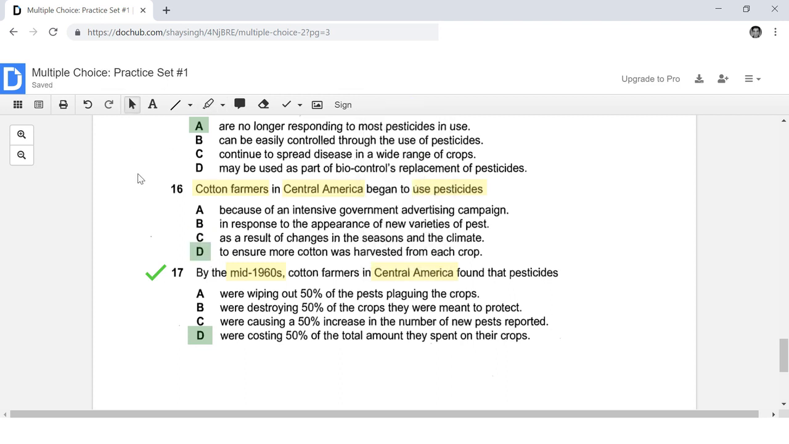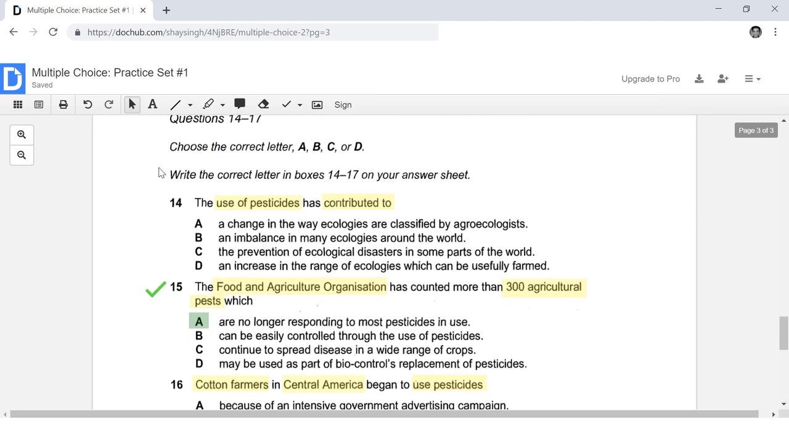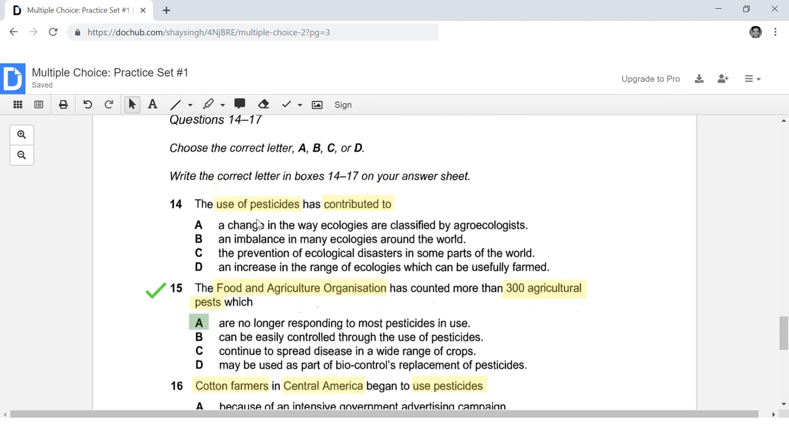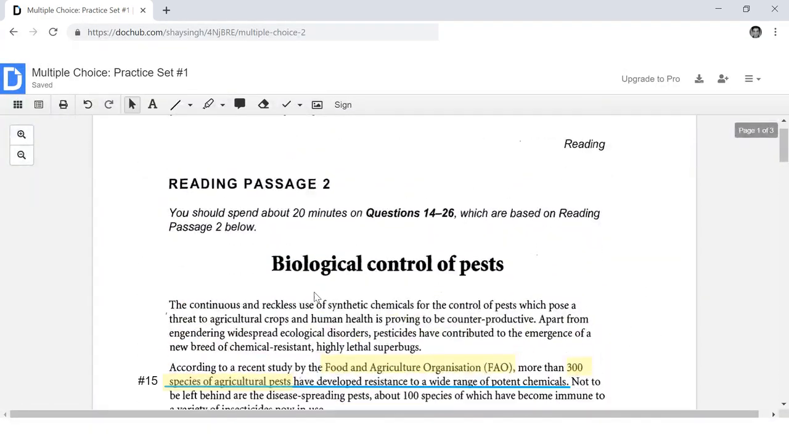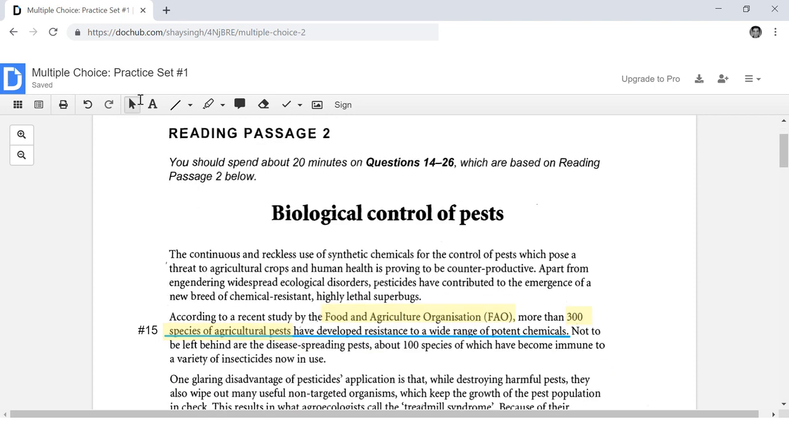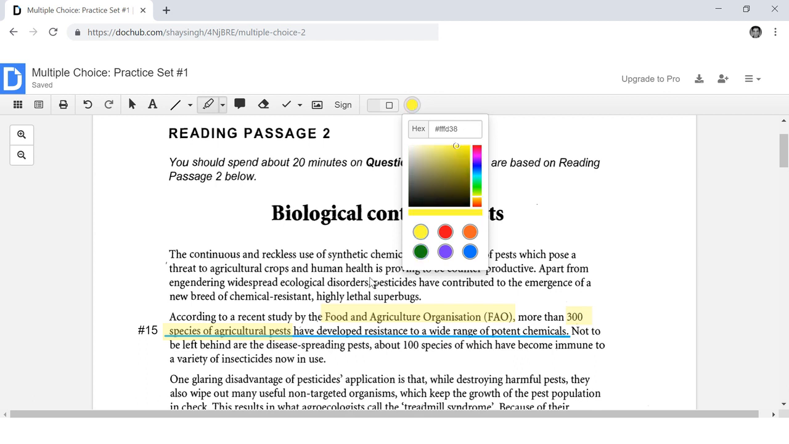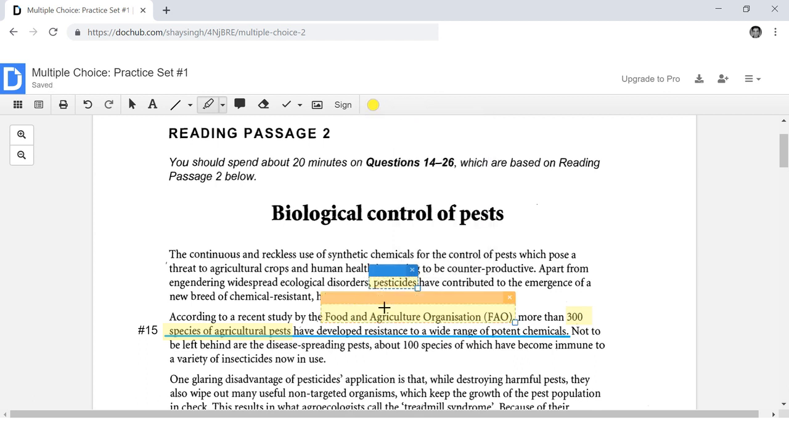Awesome. Now we only have one final question left, number 14. So it says the use of pesticides has contributed to what? Okay, what has the use of pesticides contributed to? Let's take a look. So number 15 was here, so number 14 has to come before here. We are looking for the use of pesticides, so let's go ahead and mark those keywords. Something about pesticides here. Anything else? No, I don't see anything else.